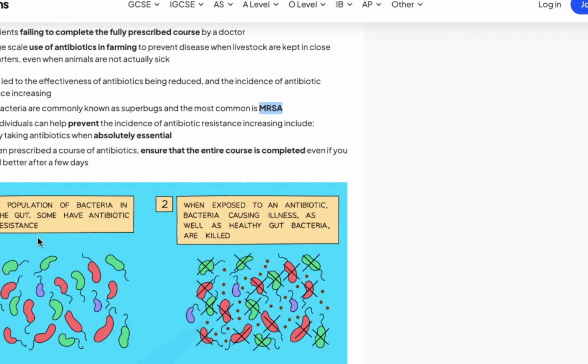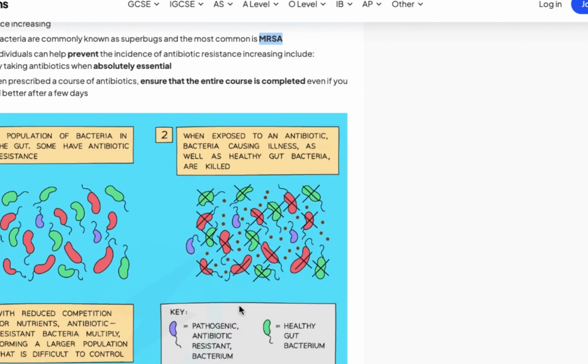A population of bacteria in the gut. Your immune system is in your gut, so bacteria evade your gut and your immune system. Some of these have antibiotic resistance. When exposed to an antibiotic, bacteria causing illness as well as healthy gut bacteria are killed. So when you bring antibiotics to them, all those bacteria that are making you sick, the antibiotics will kill them, like your penicillin and other antibiotics.